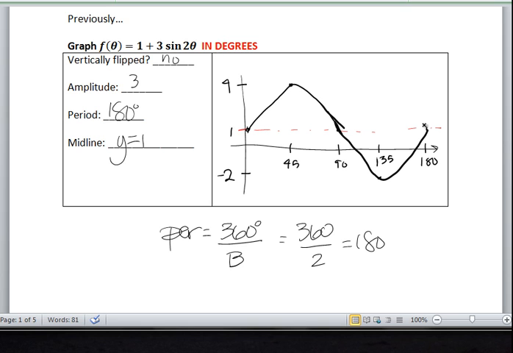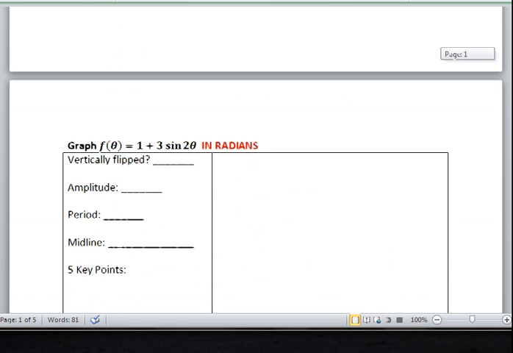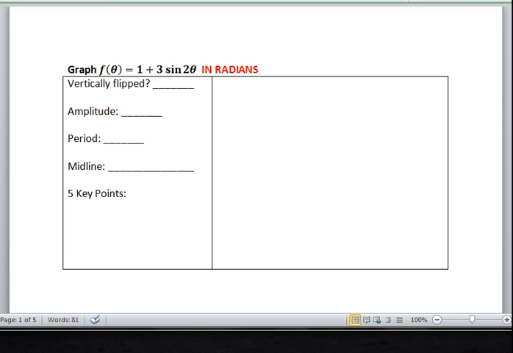Okay, now we are in radians. So the only thing that's different is that, remember that instead of our period being 360 by default, our period in radians is now 2 pi over b. Okay, and so let's look at an example of the same graph in radians. So everything is the same. Is this vertically flipped? No. What's the amplitude? It's 3.